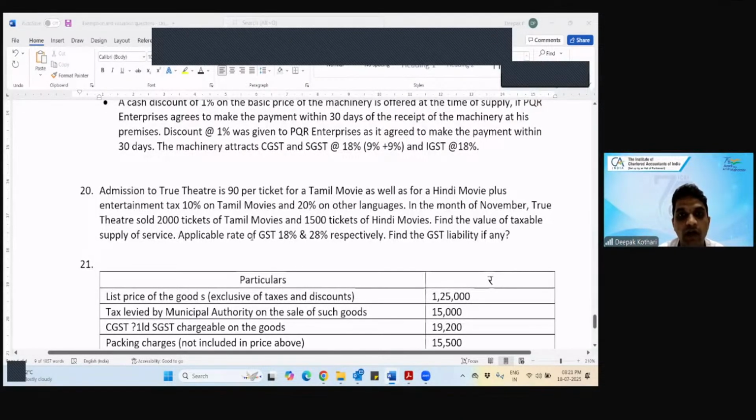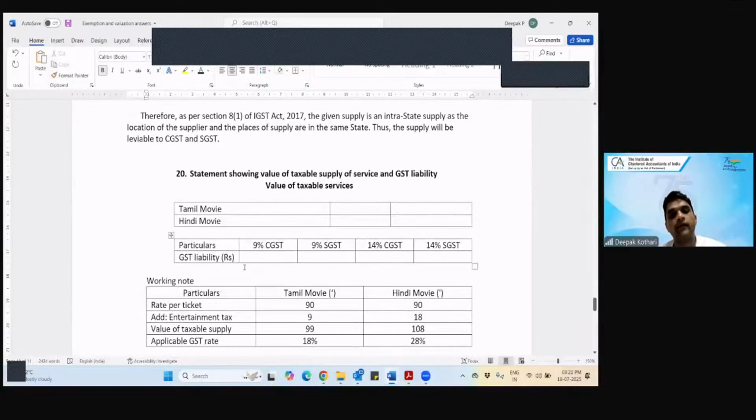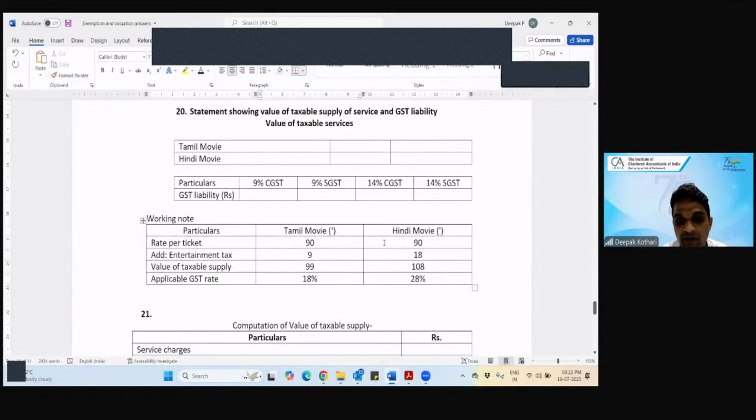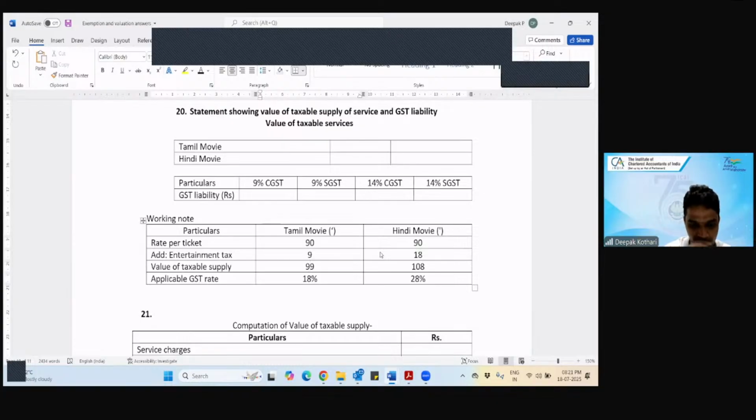Okay, so let's go with the answer for this question number 20. The rate per ticket is 90 rupees for both Tamil movie and Hindi movie. Entertainment tax, here it is 10%, here it is 20%. So will we add the entertainment tax? Yes, we will add, because any taxes other than CGST, SGST and IGST have to be added. So we will add those respective taxes also. So the value of the taxable supply is 99 for the Tamil movie and for the Hindi movie it is 108. Applicable GST rate, they have said 18% and 28% respectively, that is, 18% for Tamil movie and 28% for Hindi movie.